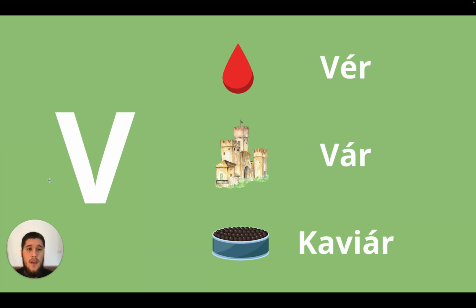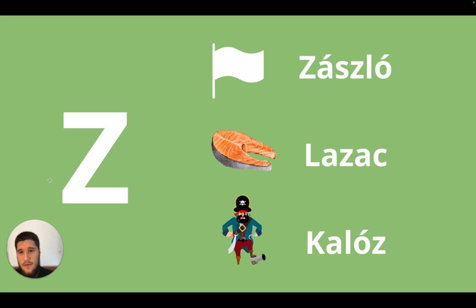V. Vér. Vár. Kaviár. Z. Zászló. The Hungarian Z is really like a bee, okay? Like you have to make it buzz, okay? Like Z, okay? Zászló. Lazac. Kalóz.